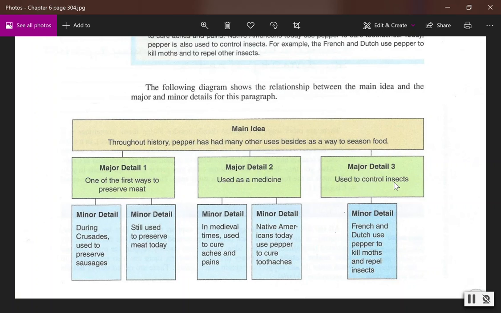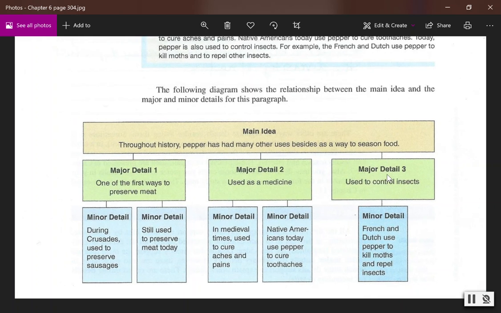Alright, and then our third major detail, it's used to control insects. Our minor detail that explains that: French and Dutch use pepper to kill moths and repel insects. So this minor detail supports this major detail specifically. So these minor details on the left are not going to support this major detail on the right. The minor details give even more examples, specifics about each of these different ways.